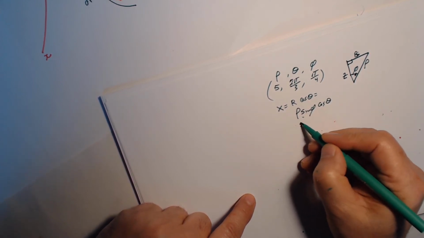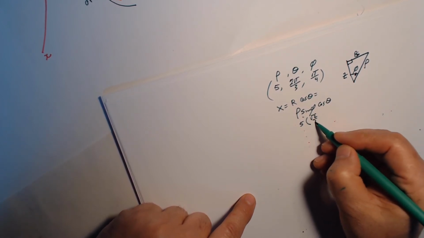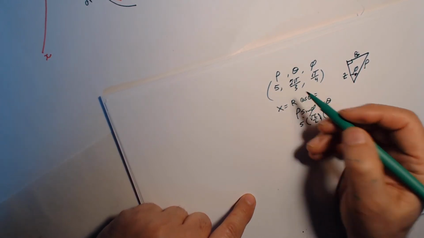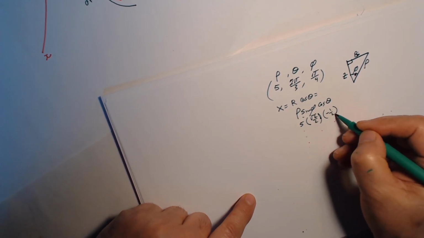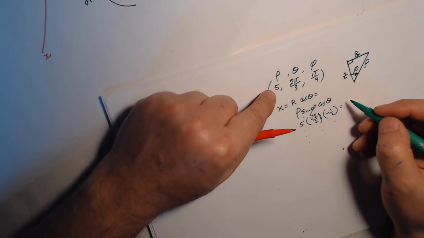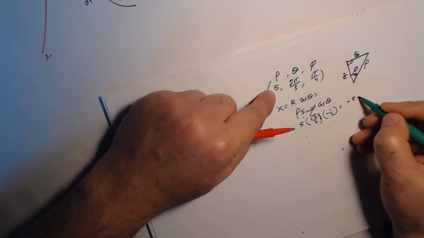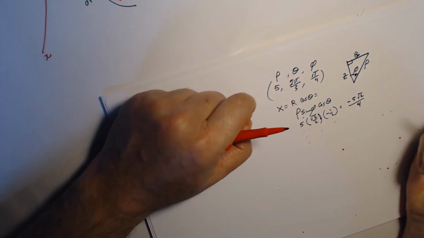What is your rho? 5. Sine of pi over 4 is radical 2 over 2. Cosine of 2 pi over 3 is negative 1 half. And the corresponding x value to that spherical coordinate is negative 5 radical 2 over 4.